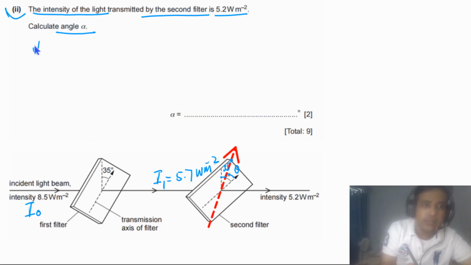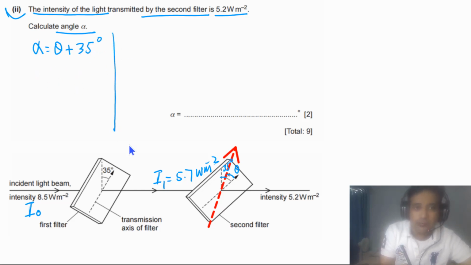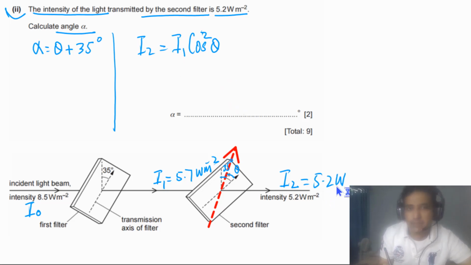So in this case, alpha will be equal to theta plus 35 degrees. So now simply we need to find out the value of theta. In order to find the value of theta, we can write down I2. So here we have the transmitted intensity I2. This one has to be equal to I1 times cosine square theta. I2 is equal to 5.2 watts per square meter.